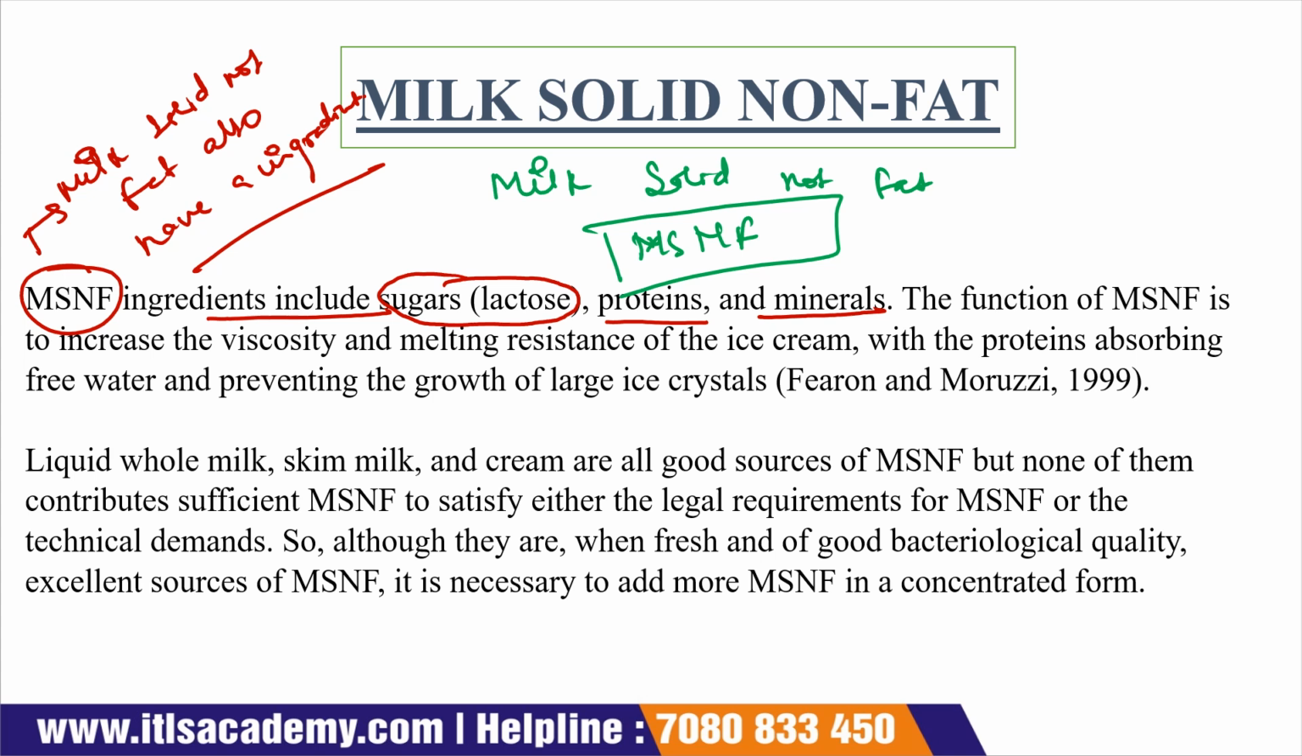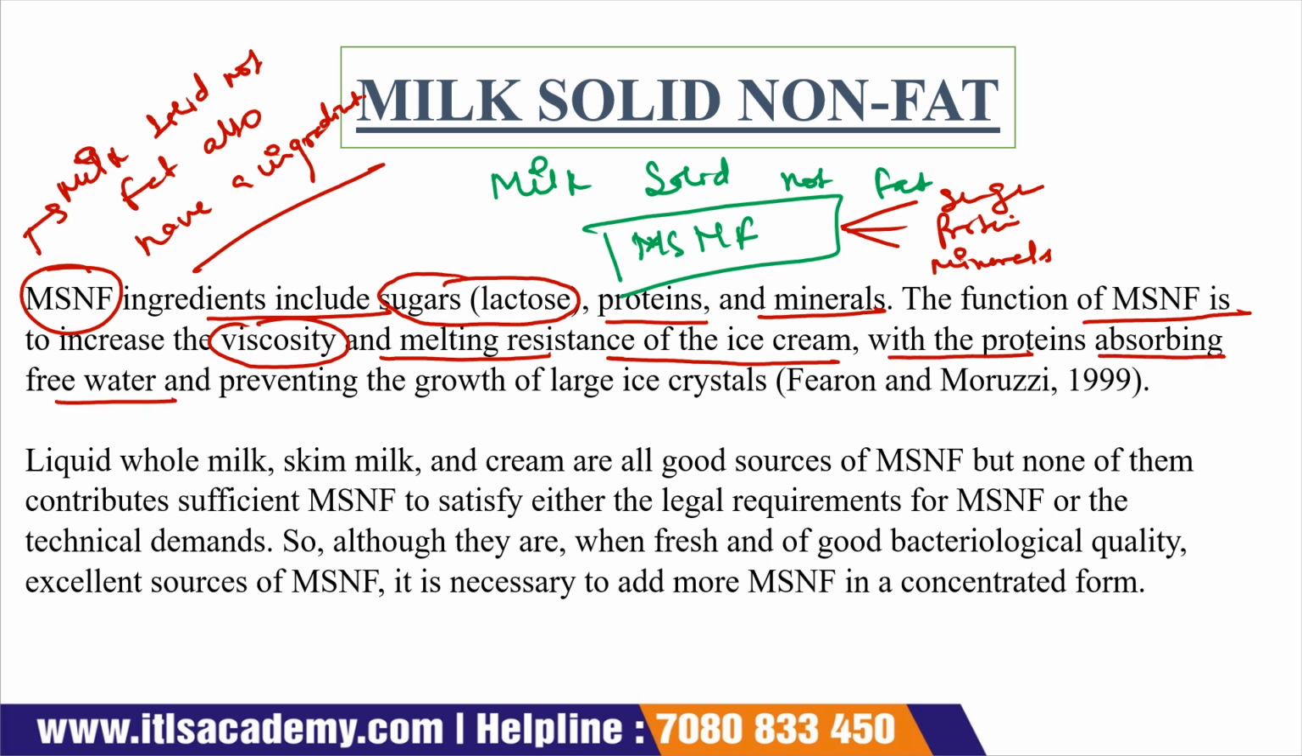So this MSNF contains sugar, protein and minerals. The main function of MSNF is to increase the viscosity and the melting resistance of the ice cream. We all know that ice cream melts so fast. So this MSNF increases the viscosity and also gives melting resistance to the ice cream, with the protein which absorbs free water, and it also prevents the growth of large ice crystals.